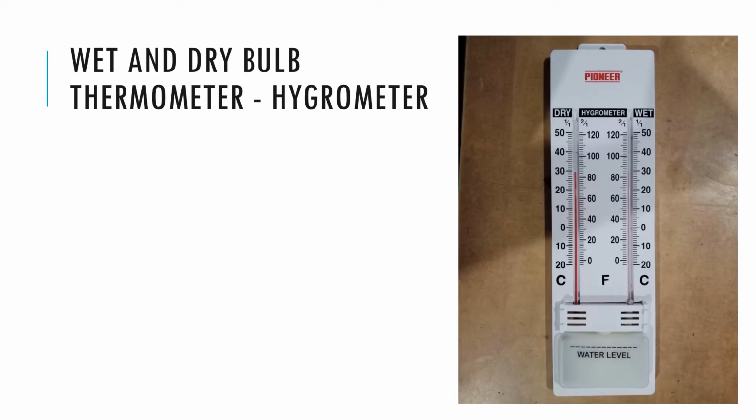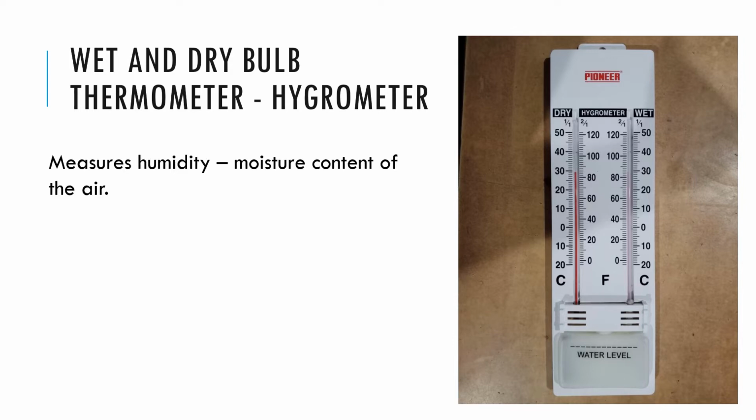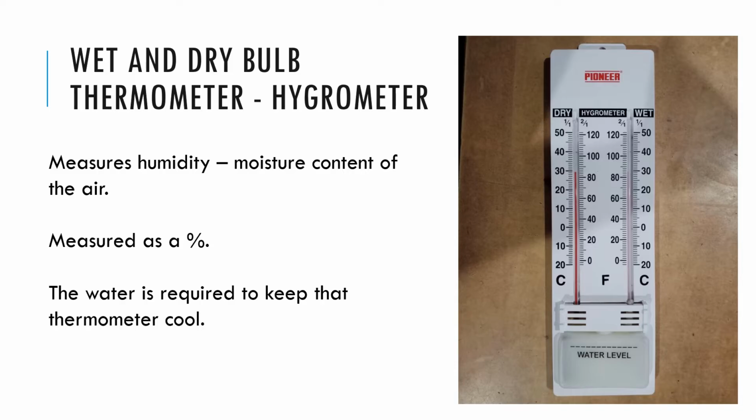So, another weather instrument is a wet and dry bulb thermometer, or you might see this written as a hygrometer. It's got the same liquid as a regular thermometer, but there's a little container of water inside. And what does this do? It measures the humidity or the moisture content of the air. It's often given as a percentage, and the water is required to keep that thermometer cool. And we'll show you how you use these two readings in a minute. And again, you will find this in the Stevenson screen.